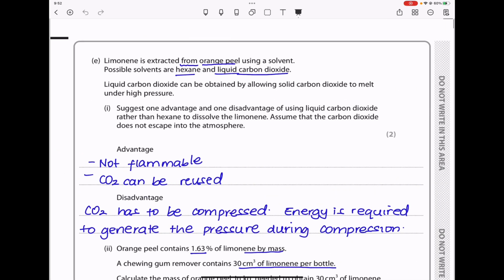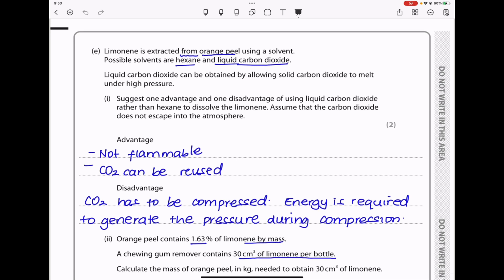Next they say, limonene is extracted from orange peel using a solvent. Possible solvents are hexane and liquid carbon dioxide. Liquid carbon dioxide can be obtained by allowing solid carbon dioxide to melt under high pressure. Suggest one advantage and one disadvantage of using liquid carbon dioxide rather than hexane to dissolve the limonene. Assume that the carbon dioxide does not escape into the atmosphere.